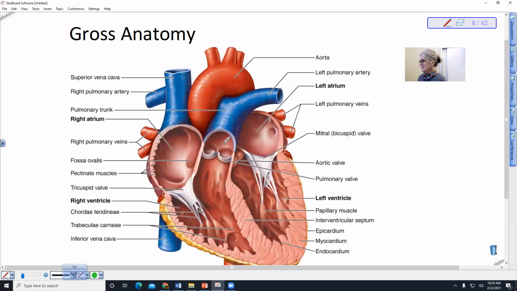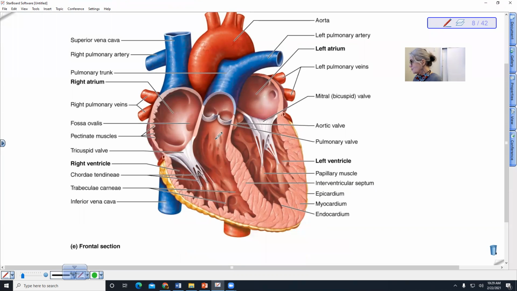So here is a diagram showing kind of a frontal section of the heart so that we can see inside of it. When we look at the heart, we can identify the different sides. So this would be the right side and the left side. This is the right atrium and this is the right ventricle. There are walls between these atria. And so, for example, if we look at this wall, this is what is referred to as a septum.